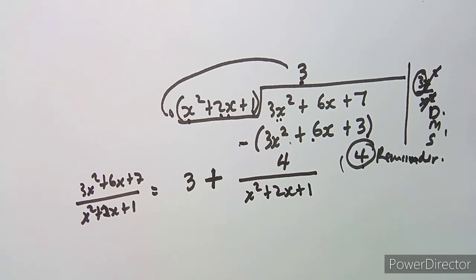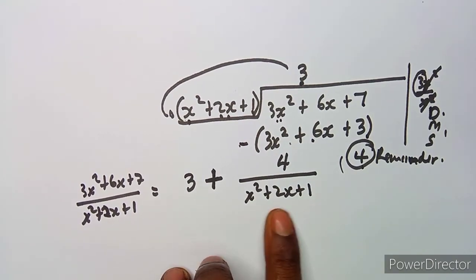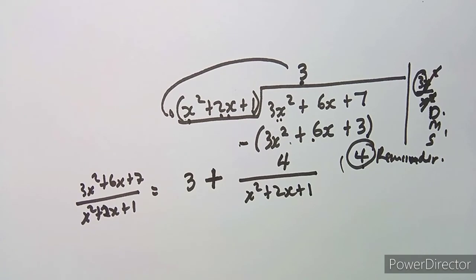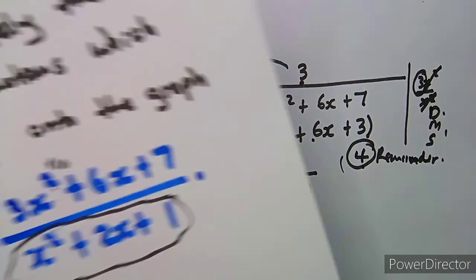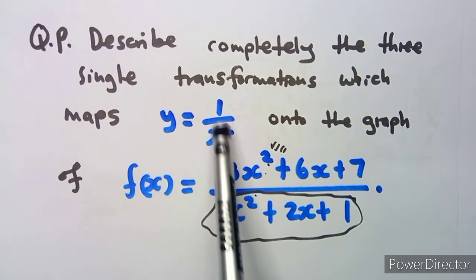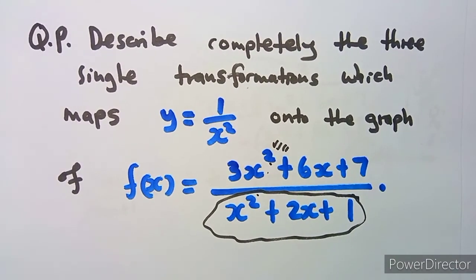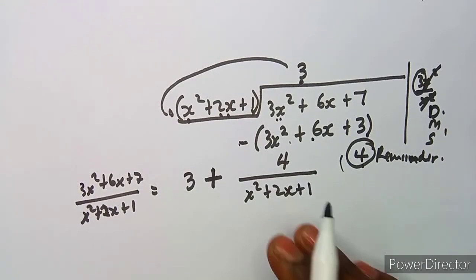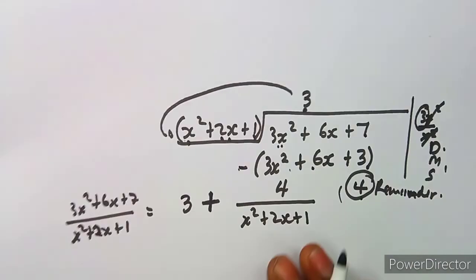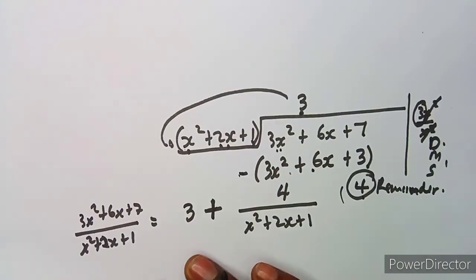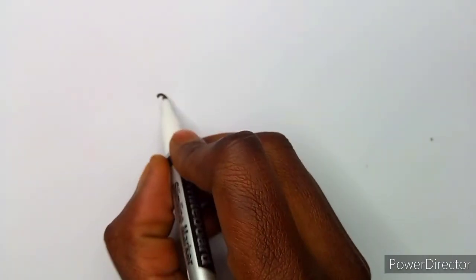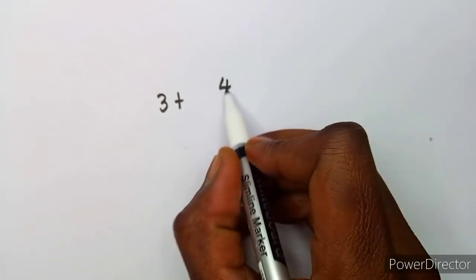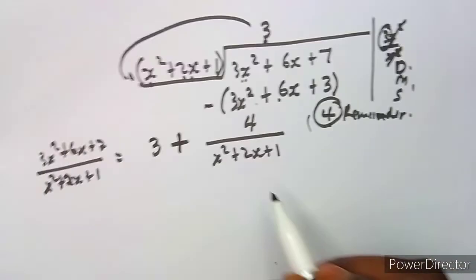Now we still have a complex question, because here we've got x squared plus 2x plus 1, and it's difficult for us to locate, because all we need is to locate this 1 over x squared. So how are we going to locate it? This is what is going to happen here. If you check properly on this expression, I want you to factorize and see what is going to happen here. We are going to remain with 3 plus 4 over this part here.